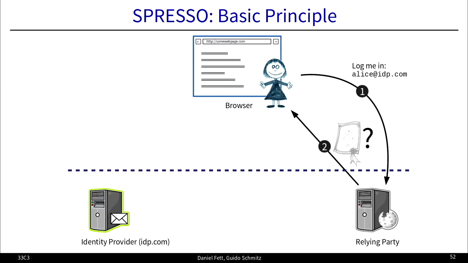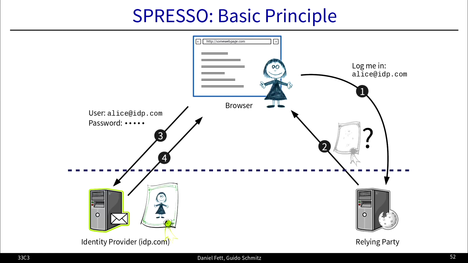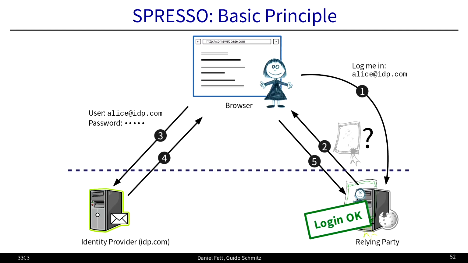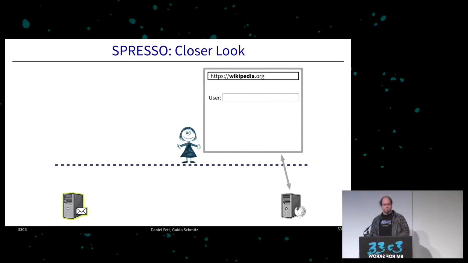So the user enters her email address, and then the relying party asks for some proof of this identity. So the user goes to her email provider, which is her identity provider in this case, authenticates there, and then the identity provider creates a document that proves Alice's identity, and Alice then forwards this document to the relying party, and the relying party can check if everything is all right, and then consider the user to be logged in. So let's have a closer look at how this system works.